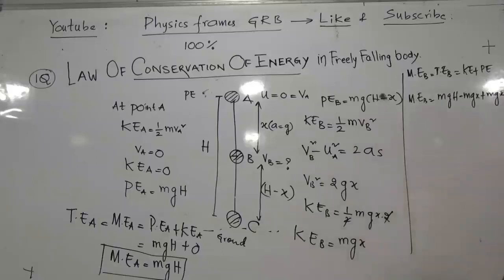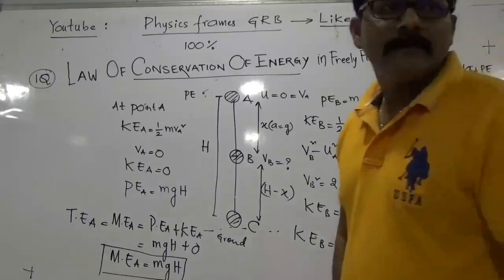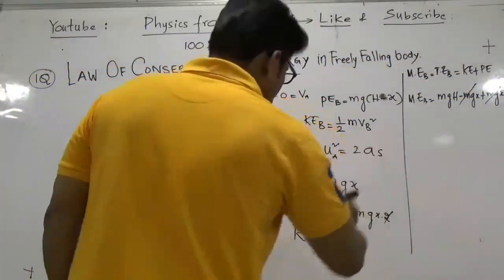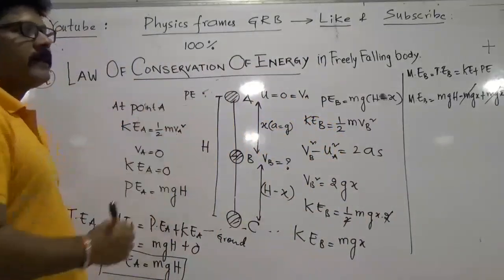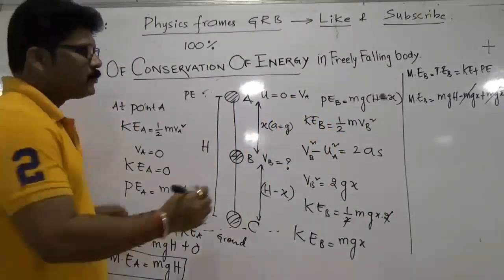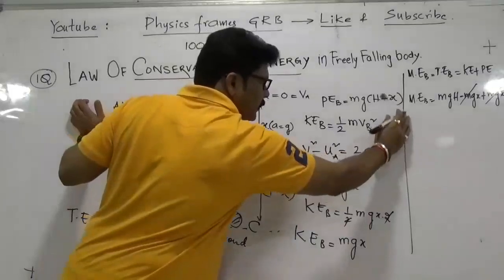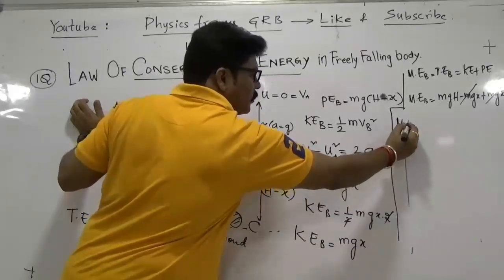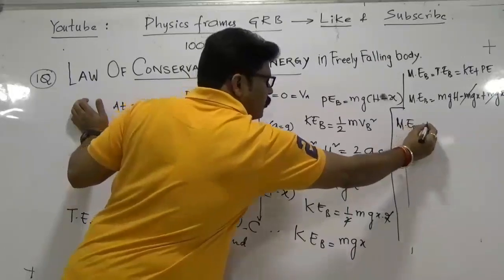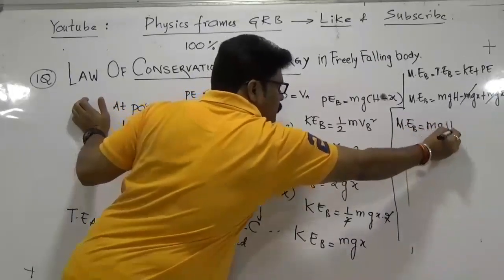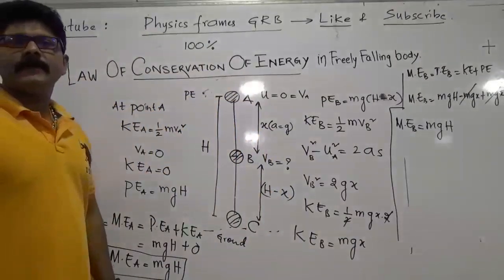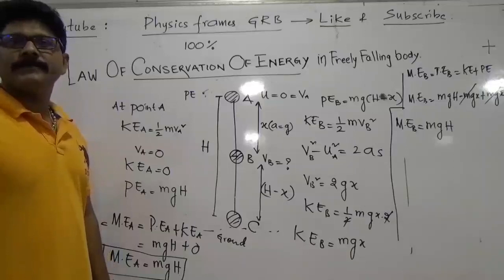Are we able to see this one? Right. So these two cancel and we get the answer. Now what is the mechanical energy at point B? How much are we getting? So the mechanical energy at point B equals mg into h. Is it clear? Mg into h.